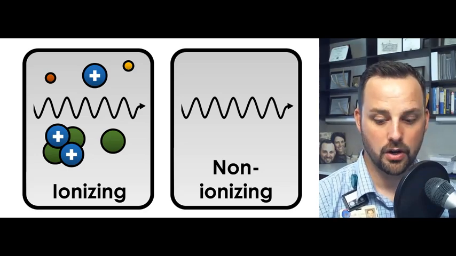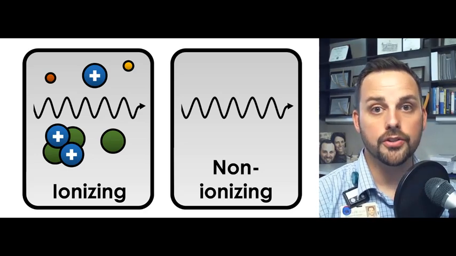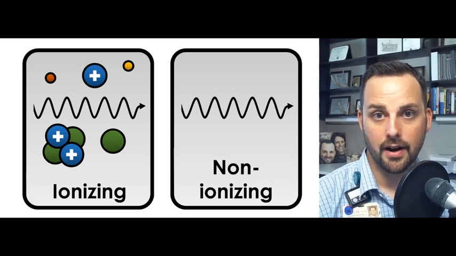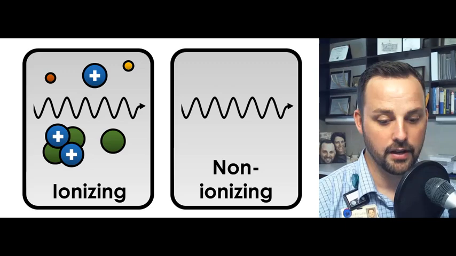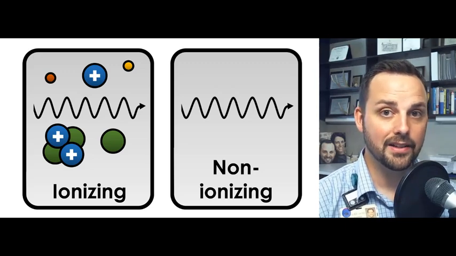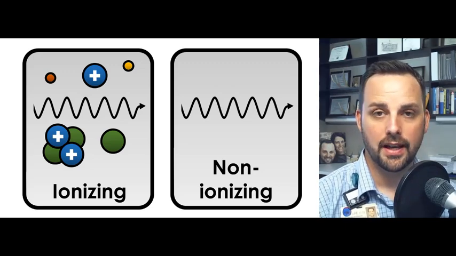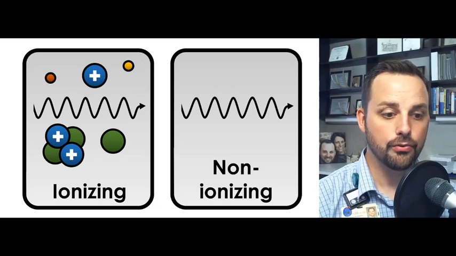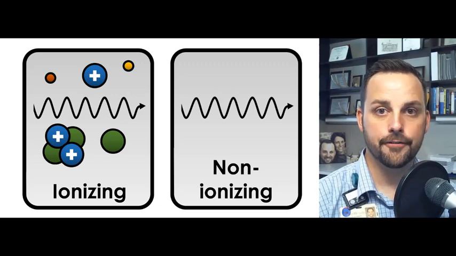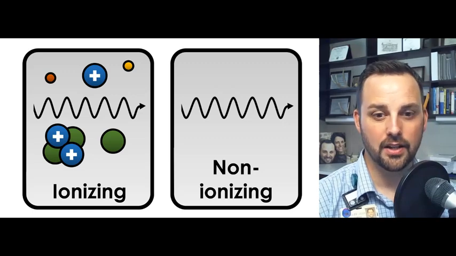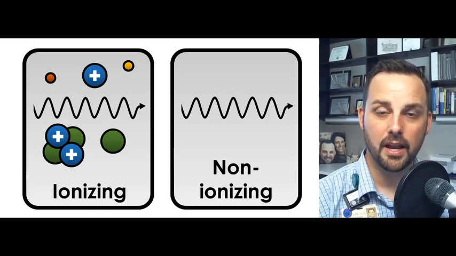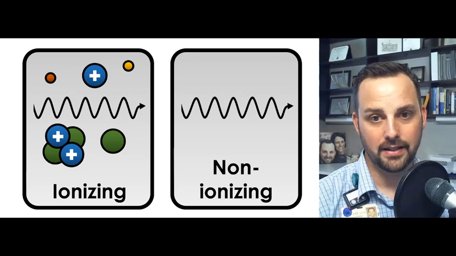All particles are ionizing, but there's also some photons that are ionizing, which is why we have a photon on this side of the graph. So ultraviolet light, X-rays, and gamma rays are all forms of ionizing photons. But then we also have some non-ionizing radiation, and notice that it's only a portion of the electromagnetic spectrum.